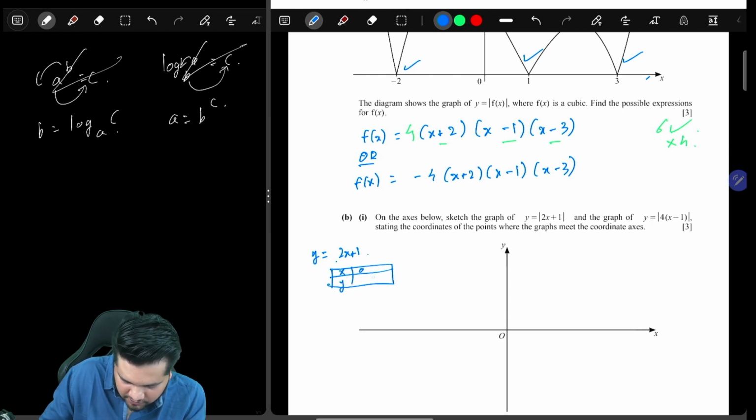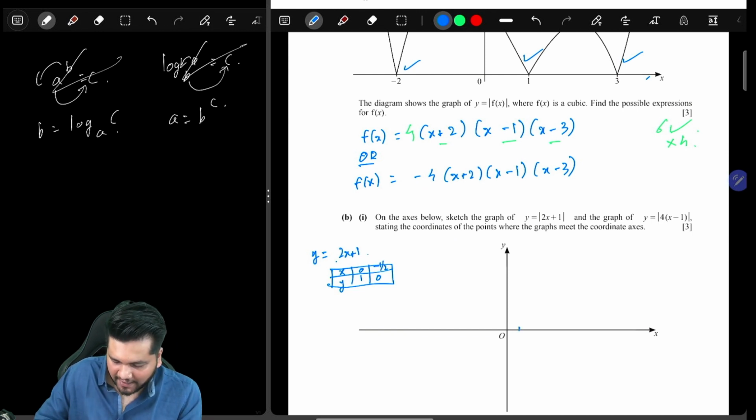If I put x is equal to 0, I'll get y is equal to 1. If I put y is equal to 0, I'll get x is equal to minus 1 by 2. So as you can see, the coordinates are minus 1 by 2, and obviously mention the x-intercepts and the y-intercepts. So minus 1 by 2 comma 0, and the other one is 0 comma 1, which is somewhere here, let's say 0 comma 1. Okay.